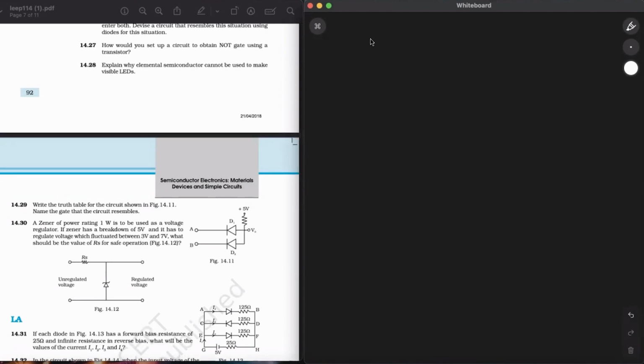So next up, the question is, how would you set up a circuit to obtain a NOT gate using a transistor? First of all, we have to consider a device where there is only one input and only one output, and the Boolean expression will be A dash. First of all, you have to see what a NOT gate is. Suppose this is A. This is the NOT gate, and it is reaching Y. So Y equals A dash, or similarly, we can say A equals Y dash also.